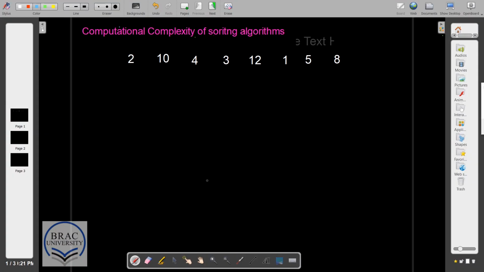So now we want to find and compare the computational complexities of the sorting algorithms. How much computation does each of these algorithms take? If we have this array to sort and we are going to use bubble sort, in the first iteration, bubble sort is going to make 1, 2, 3, 4, 5, 6, 7 comparisons.